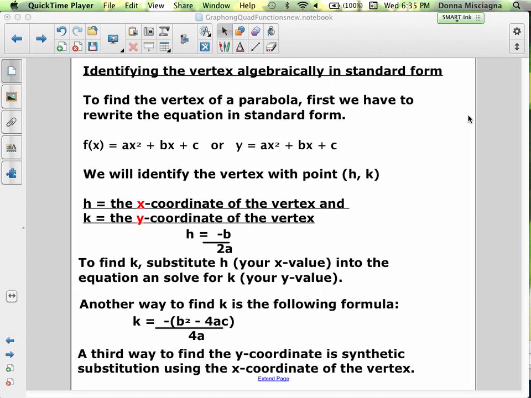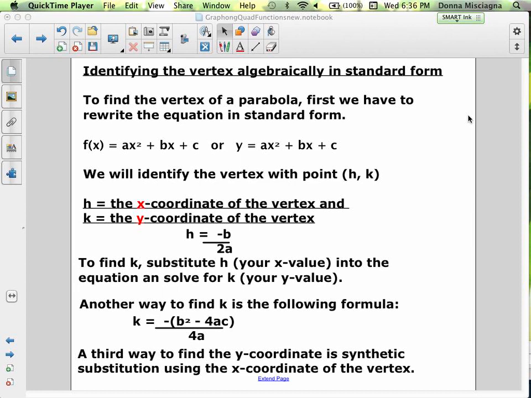k equals negative, and then it's the opposite of the whole expression there, b squared minus 4ac, all divided by 4a. There is a third way to find the y-coordinate. Actually, let me talk about the second way for a moment. So why would you want to use that formula instead of just plugging in? Well, maybe you don't want to plug in your h value. Maybe it's a fraction. Maybe it's a really large number. Maybe you're like, I don't really want to plug it back in. So if you don't want to plug it back in, then you can use this formula for k. And I'll show you a problem where we're going to decide to use that formula. Whether you plug it back in or you use the formula is completely up to you.